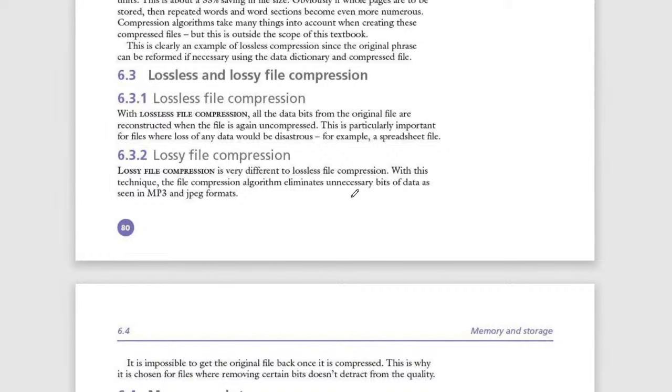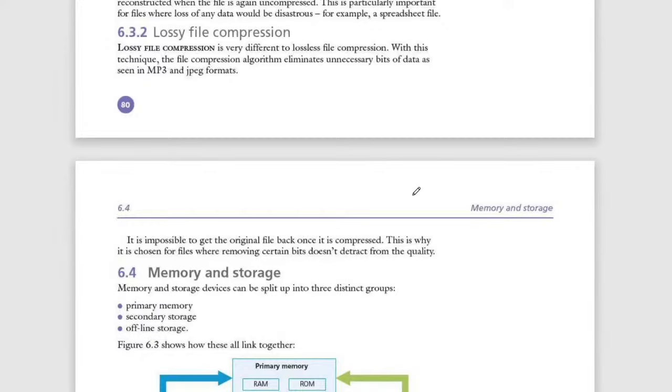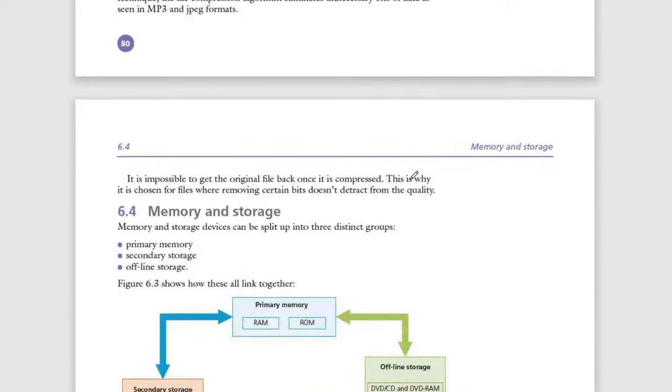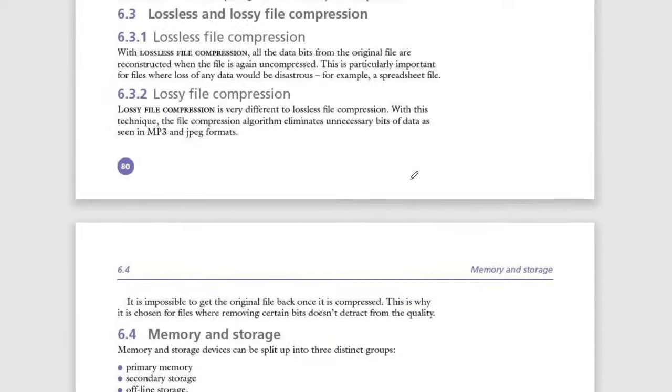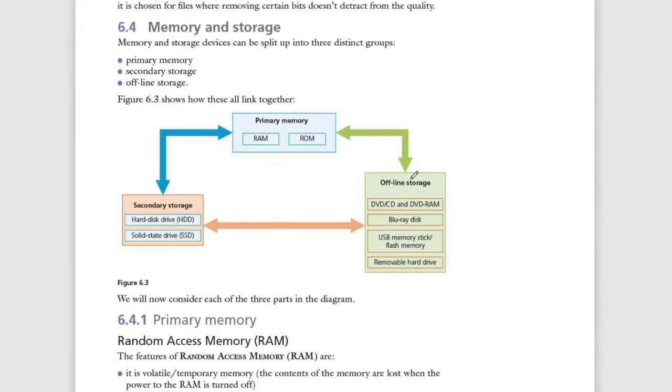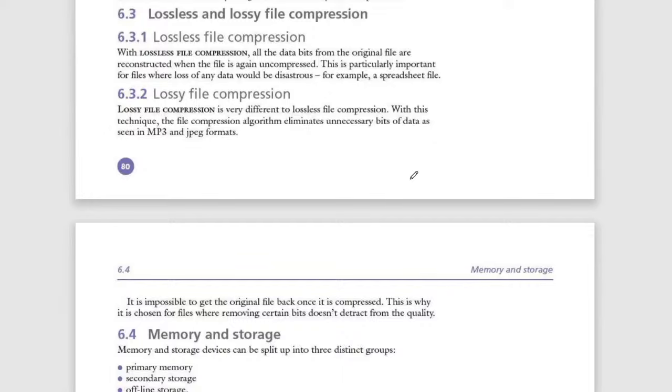With lossless and lossy, you just need to know the meanings of them, and that's most important. With lossy file compression, you need to know that MP3 and JPEG formats are examples of that. And with lossless, it could be like a spreadsheet file. So there it is. We looked at all the compression.